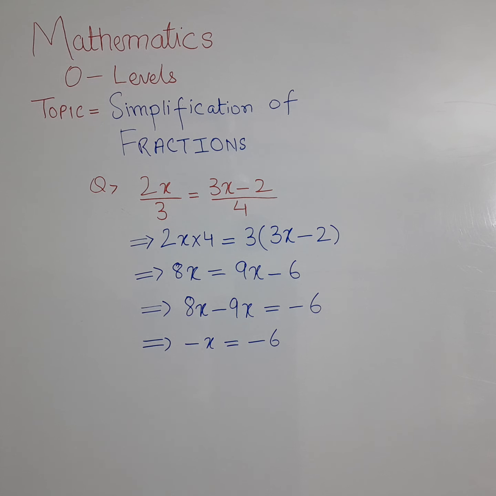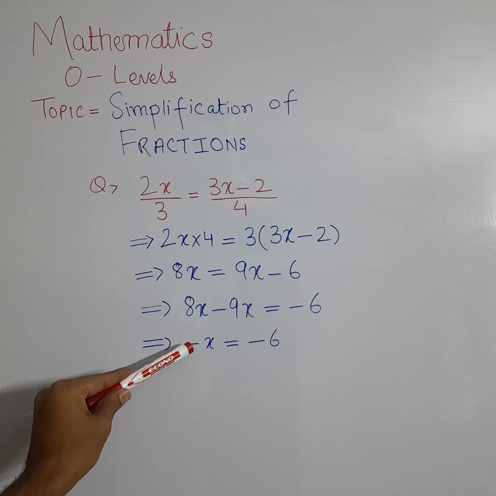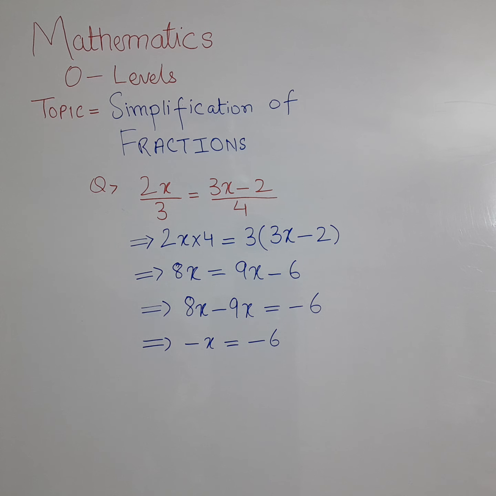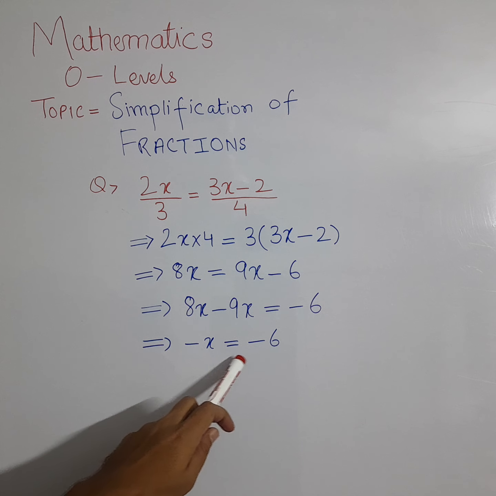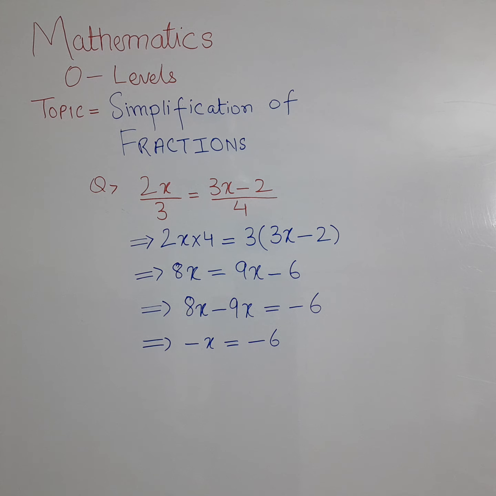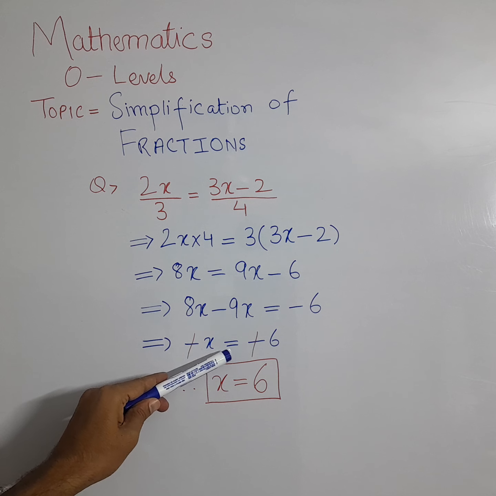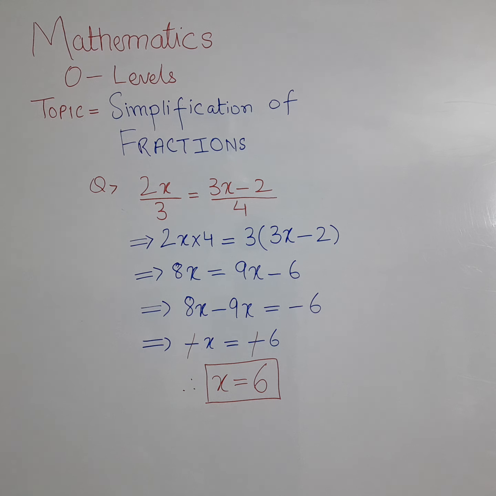Now 8x minus 9x is equal to minus x, because minus is with the greater number, so we will keep the sign of the greater number. On the other side of the equal to sign we had minus 6, so minus 6 is here. Now in order to find the value of x, we will just cancel out the minus sign on both sides. The minus sign is cancelled out because there is an equal to sign in between. And finally, we will have the value of x, that is 6. So this was one of the fraction form questions. Let's solve another question.